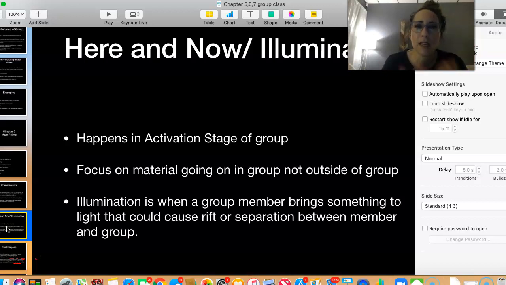So again, staying in the here and now, focus on material going on in the group, not outside of the group. So what's happening in this group versus what's happened outside of the group. And people sometimes want to bring a lot of the outside stuff in, and we say, no, let's focus on the here and now. We're going to stay present. That's a big thing we talk about often in therapy in general, is staying present. Especially in group, we want to focus on this because it's really easy to get distracted and sidetracked, and people start bringing in all this other stuff, right?